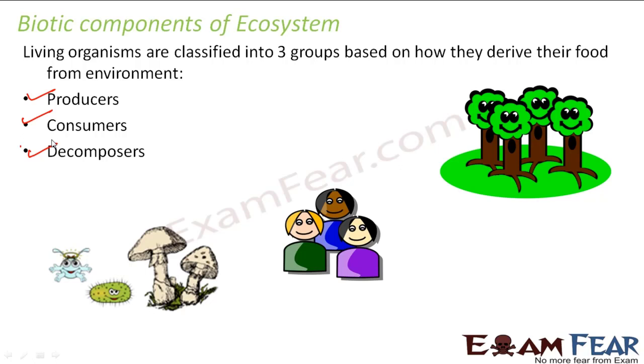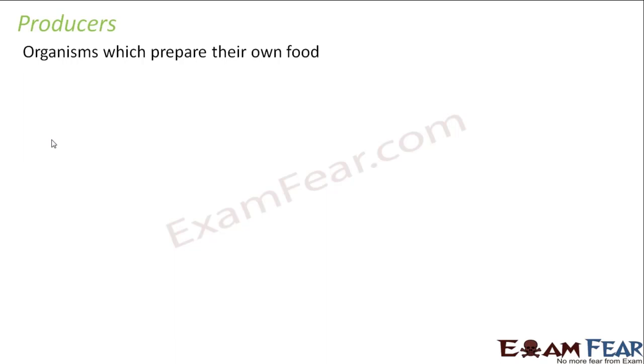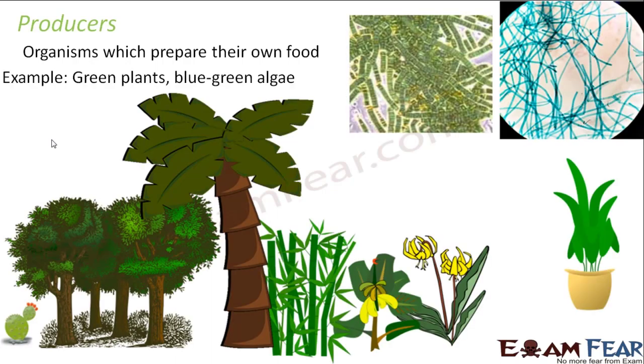Now with the names, I am sure you are able to guess who each of them are. Producers are those who produce stuff. Consumers are those who consume them. And decomposers are those which actually decompose things. That means which break down things. So let us see who they are. Let us start with producers. These are the organisms which prepare their own food. That is why they are called producers, because they are the ones who are producing the food.